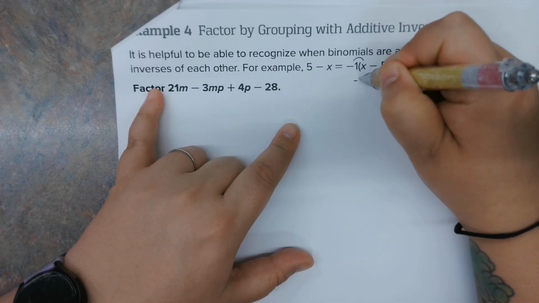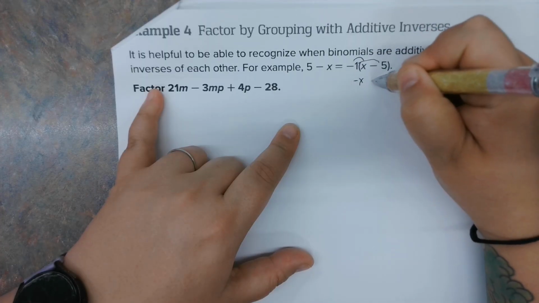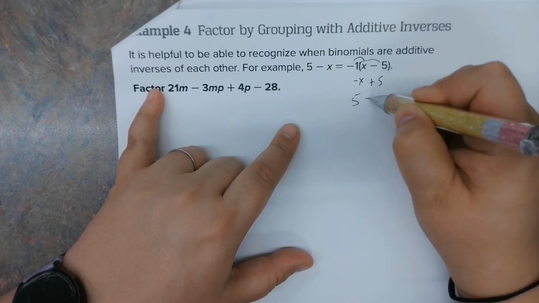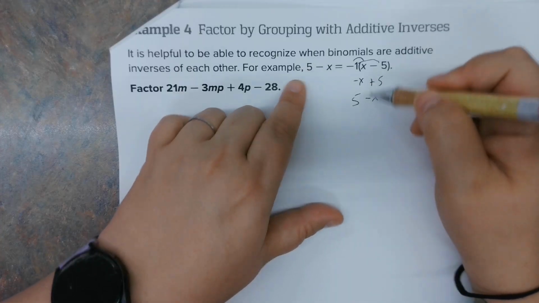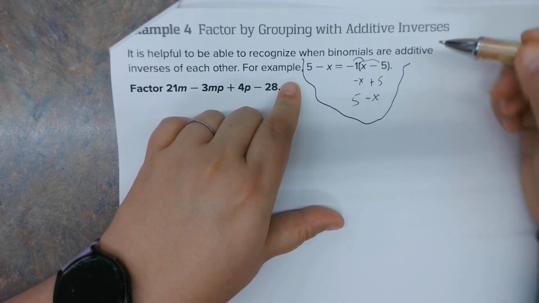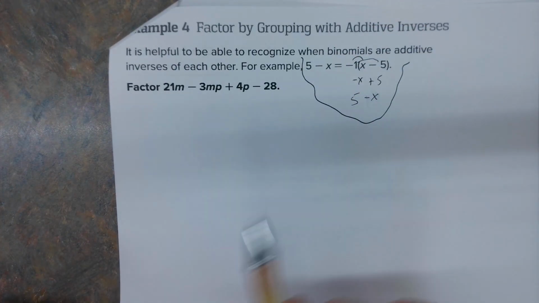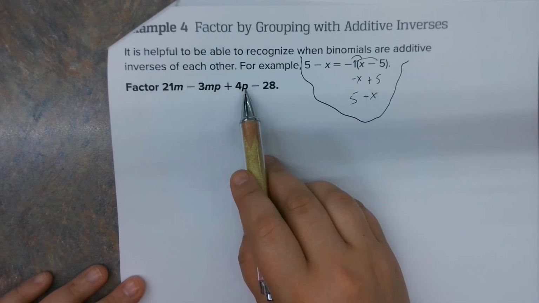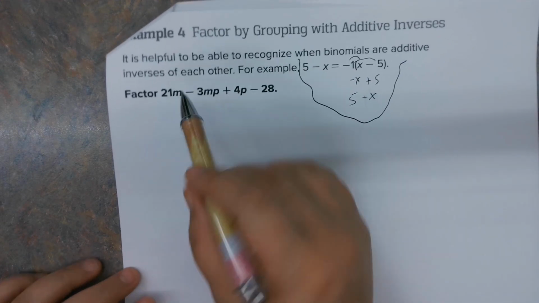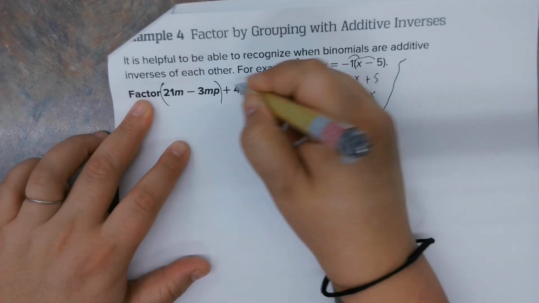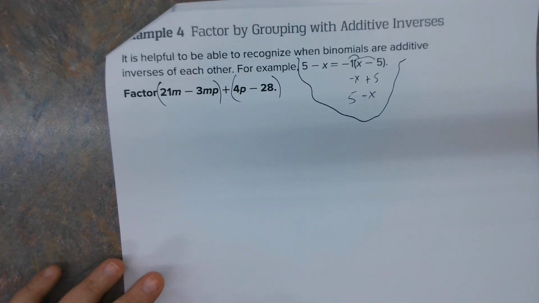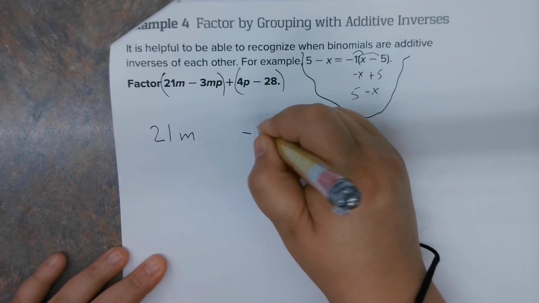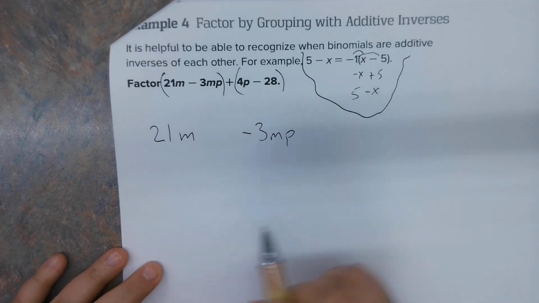Negative 1 times x is negative x. Negative 1 times negative 5 is positive 5. I can rearrange that to 5 minus x, which is the same as that. Okay, so you got to be able to tell or test it to see if it can work. So these guys are sharing an m. These guys are only sharing numbers, so I'm going to keep these two together, and then I'm going to put those two together. Okay, so I have 21m minus 3mp.